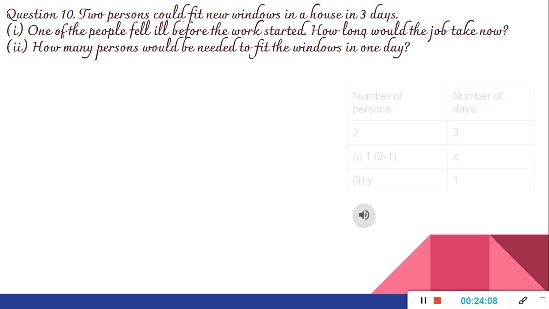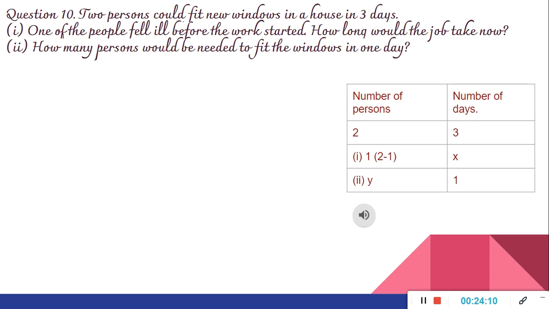So number of persons first, if two people are there, then number of days 3. And one person is ill, right? That is given in the question. So that means now only one person is there. 2 minus 1, that is equal to 1. So if only one person is there, then how many days are required? That we are given as x. The same way, 1 day is given, they are working only 1 day, then how many persons are required? That we can give as y, right?